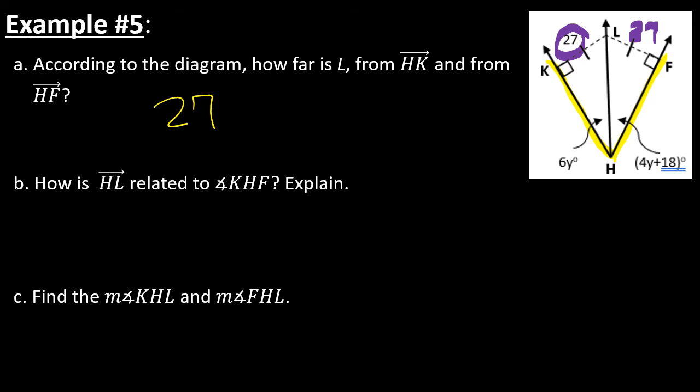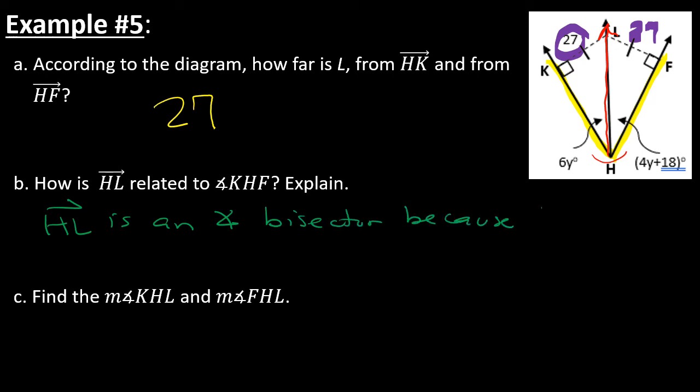It says, how is ray HL related to angle KHF? So here's ray HL, and how is it related to this big angle right here? Well, because both of those little segments are perpendicular and they're congruent, that means that HL is an angle bisector. So ray HL is an angle bisector because KL is congruent to FL.